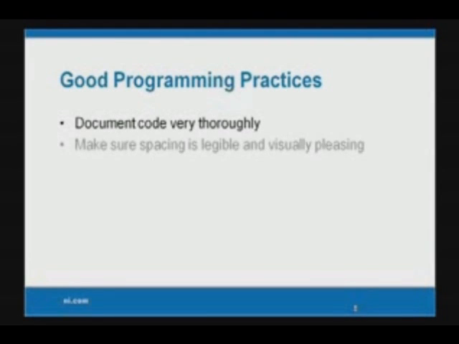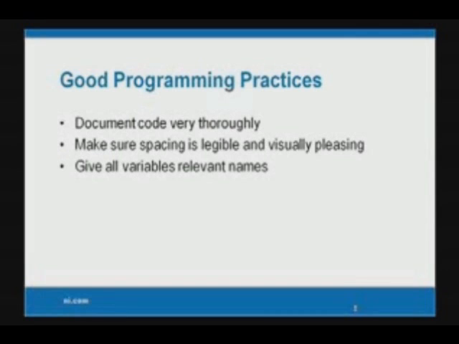The second part of writing good code is making sure that the spacing and formatting is visually appealing. Make it as intuitive as possible. Also, make sure that any variable names are relevant to what the variables actually represent. If the variable represents the cost of a ticket, for example, call the variable something like ticket cost. It is a good idea to avoid one-letter names such as I or J, as these are somewhat ambiguous and not very intuitive.